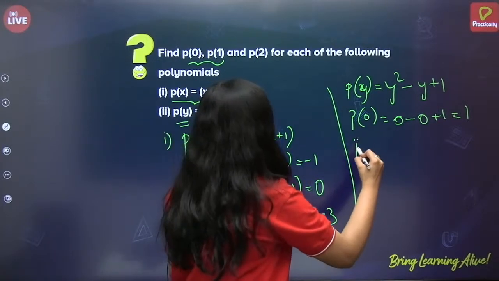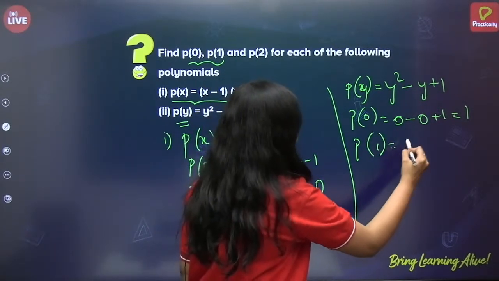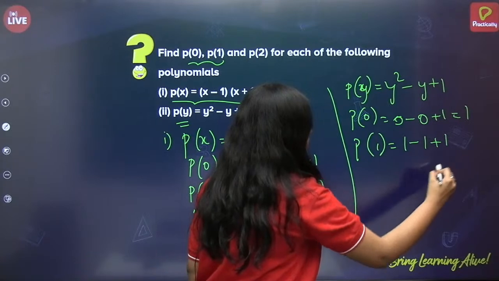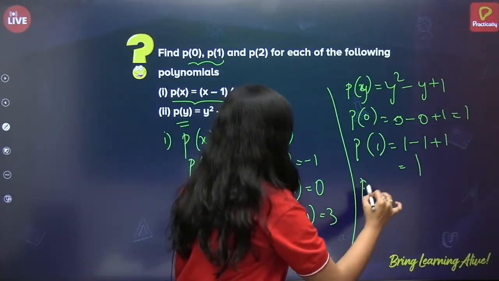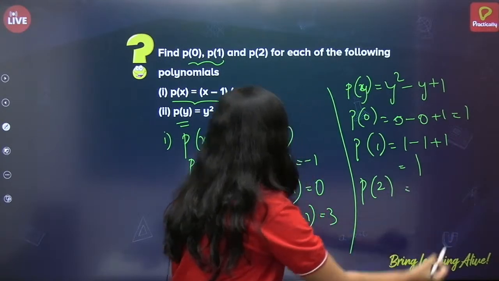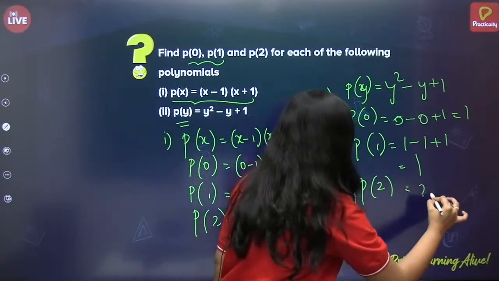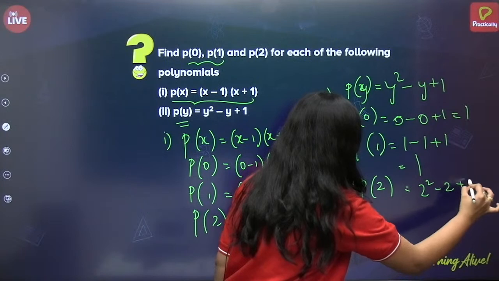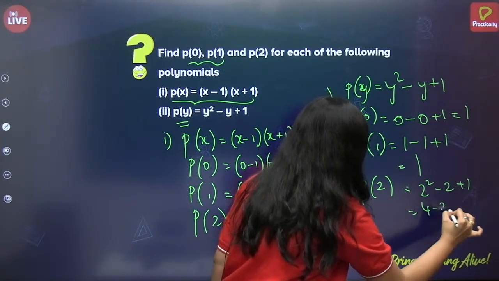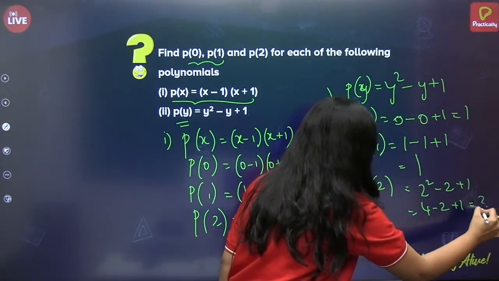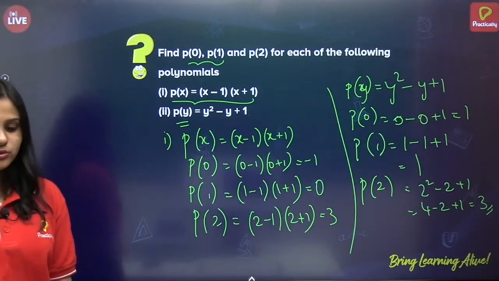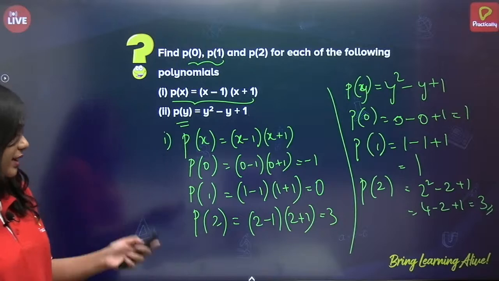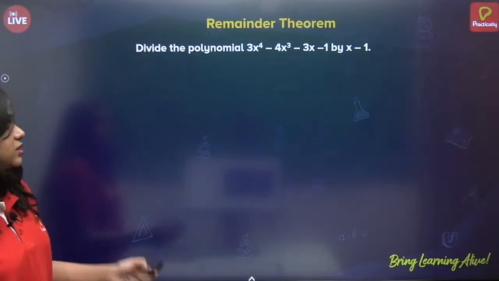Next, P of 1: 1 minus 1 plus 1, which is 1 again. Next, P of 2: 2 square minus 2 plus 1, that is 4 minus 2 plus 1, which is 3. Good, very good. So this is easy, just substitution.